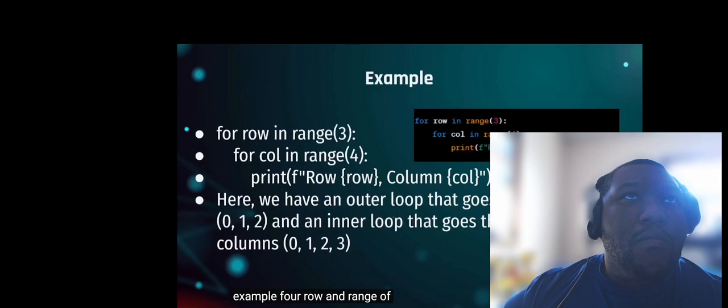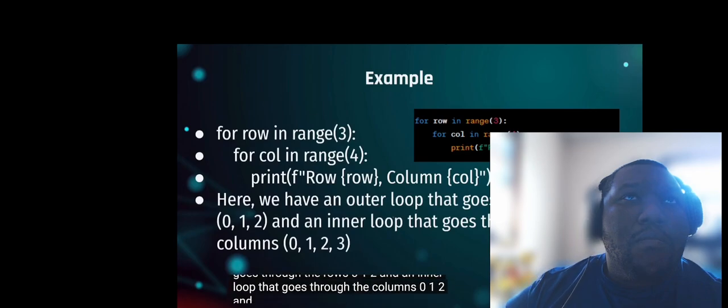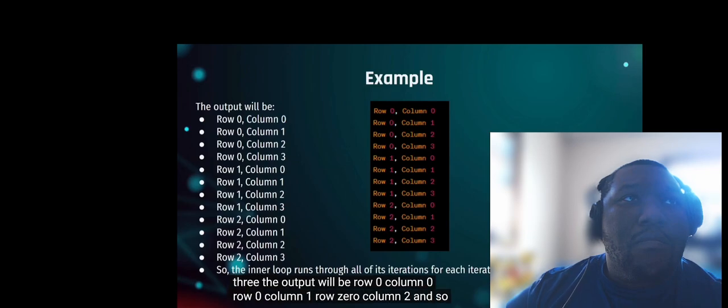For row in range(3): for column in range(4): print f"row {row number}, column {column number}". Here we have an outer loop that goes through the rows 0, 1, 2, and an inner loop that goes through the columns 0, 1, 2, and 3. The output will be row 0, column 0, row 0, column 1, row 0, column 2, and so on. So the inner loop runs through all the iterations for each iteration of the outer loop.